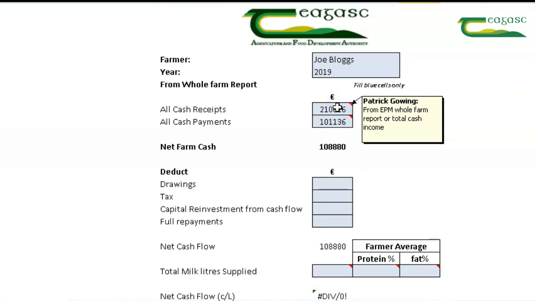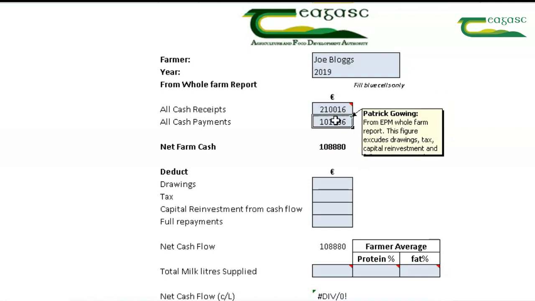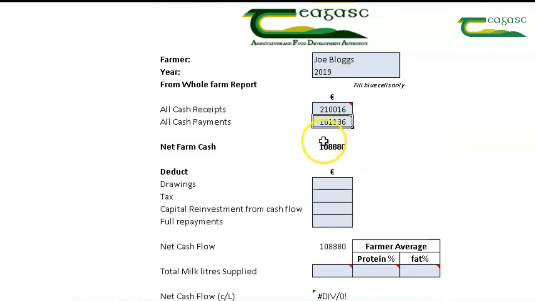To start with, we include all cash receipts, so that's all the money that came into the farm during the year. We then deduct all cash payments, which is all the costs associated with running the farm business. This will give us our net farm cash for the farm during the year.